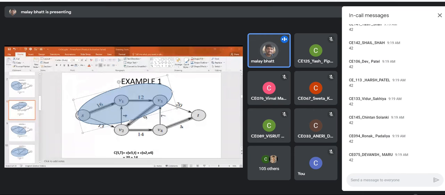13 plus 9 plus 20. So 42. A few students have written 33. 33 is not the correct answer. 42 is the correct answer, right? 13 plus 9 plus 20, that is 42.